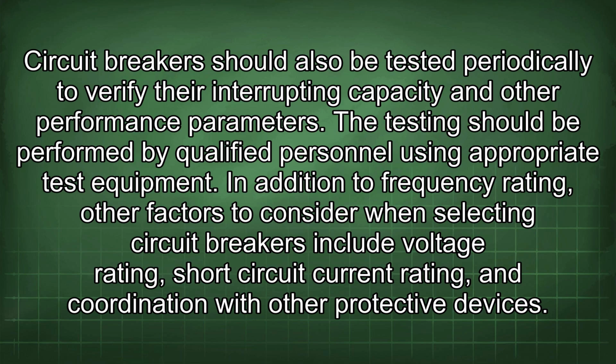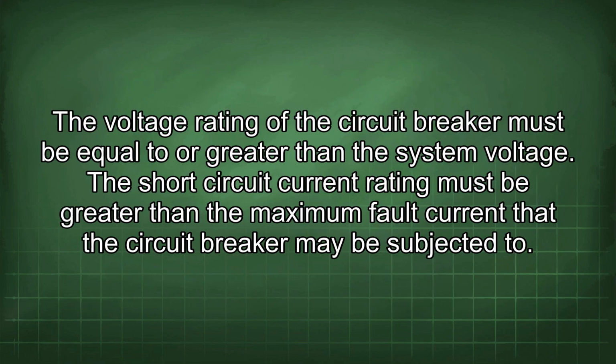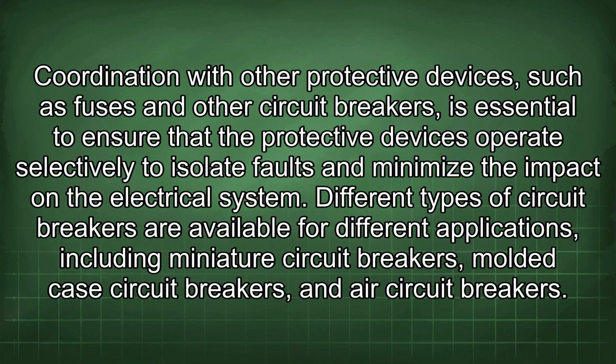In addition to frequency rating, other factors to consider when selecting circuit breakers include voltage rating, short circuit current rating, and coordination with other protective devices. The voltage rating of the circuit breaker must be equal to or greater than the system voltage. The short circuit current rating must be greater than the maximum fault current that the circuit breaker may be subjected to. Coordination with other protective devices, such as fuses and other circuit breakers, is essential to ensure that the protective devices operate selectively to isolate faults and minimize the impact on the electrical system.